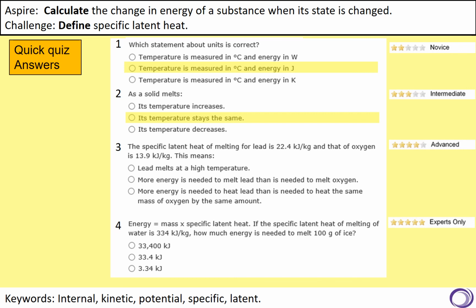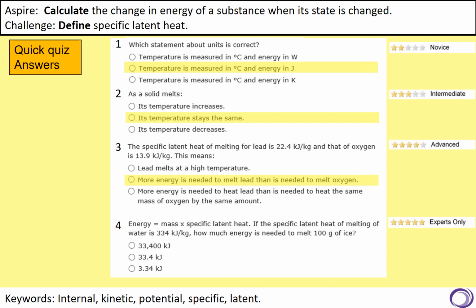And then a specific latent heat of melting for lead is 22.4 kilojoules per kilogram, and that of oxygen is 13.9 kilojoules per kilogram. This means that more energy is needed to melt lead than it is to melt oxygen, or more energy is needed to heat lead than it is to heat the same amount of oxygen by the same amount. Should have been the middle one. Didn't actually need to do a calculation in that one.